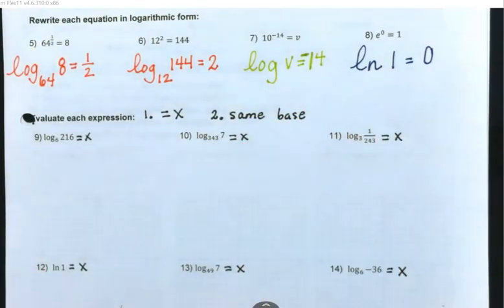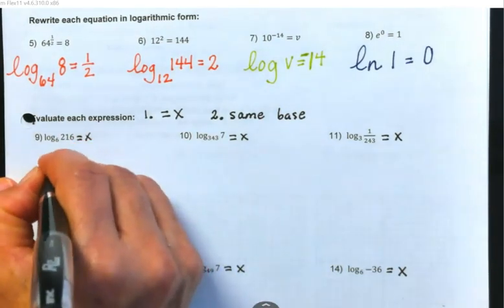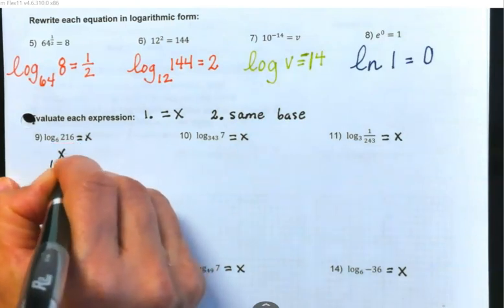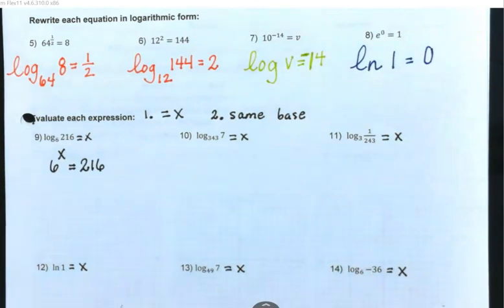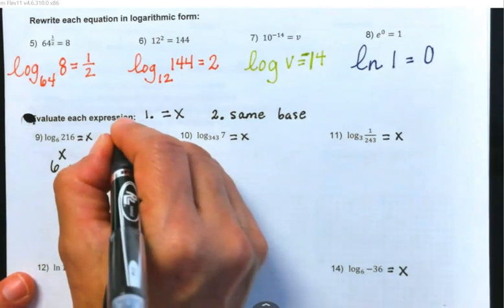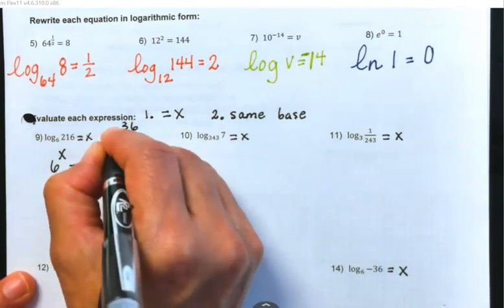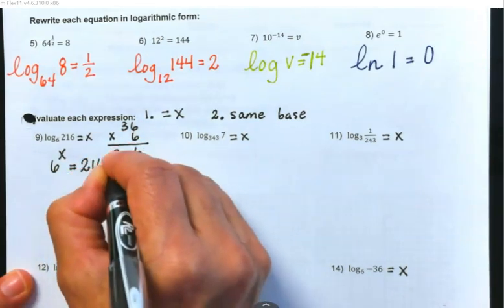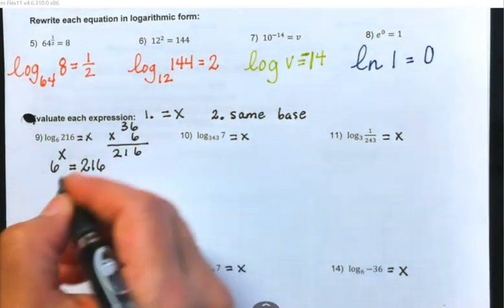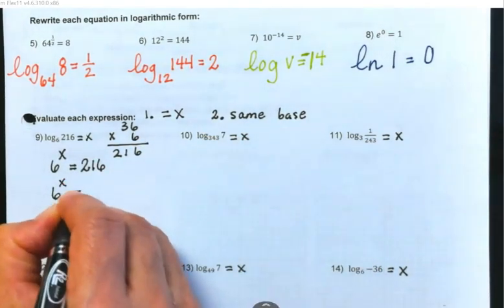So let me show you what I'm talking about. Let's look at problem number 9. For problem number 9, we're going to have 6 to the x equals 216. Y'all don't get to use a calculator on your test, but you should be all right finding 216. You already know what 6 squared is. 6 squared is 36. Let's multiply by another 6 and see if we get 216. And we do. So 216 is 6 to the 3rd.